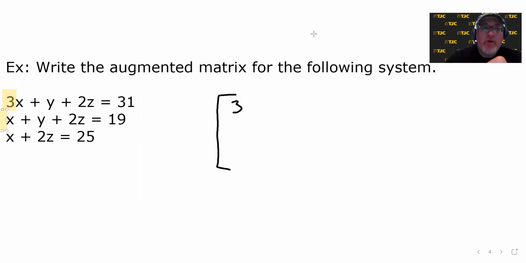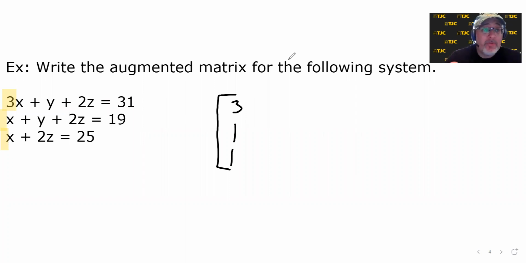What we want is the coefficient in front of the x, and since it's not written there, it's an implied 1. And the same thing with the coefficient of this x. And again, that's highlighted the x, but we're really looking at the coefficient in front of it. And again, the implied coefficient is 1. That would be our first column in our matrix.